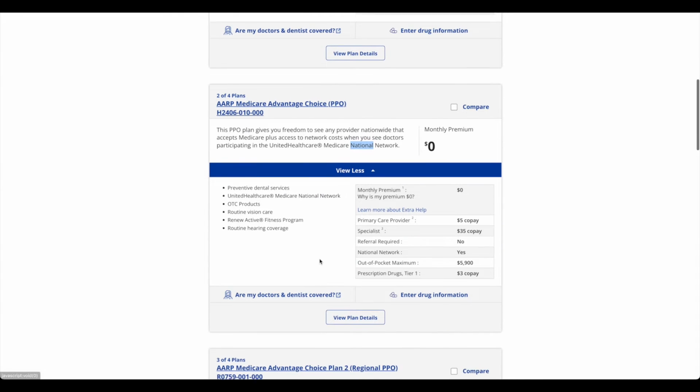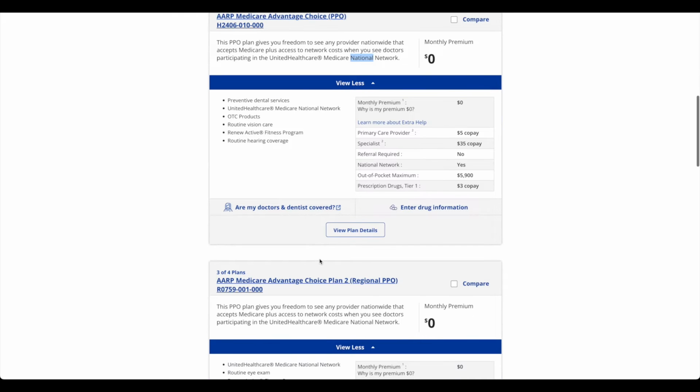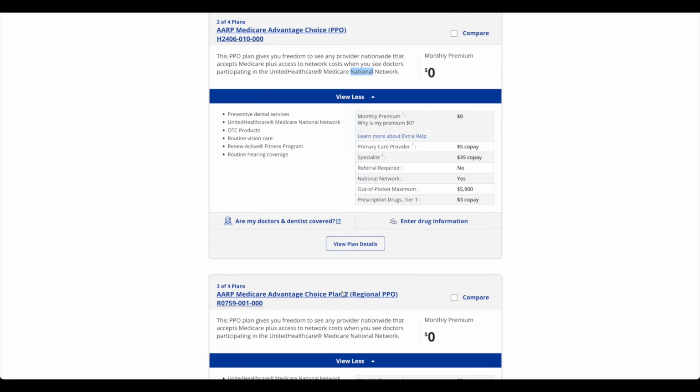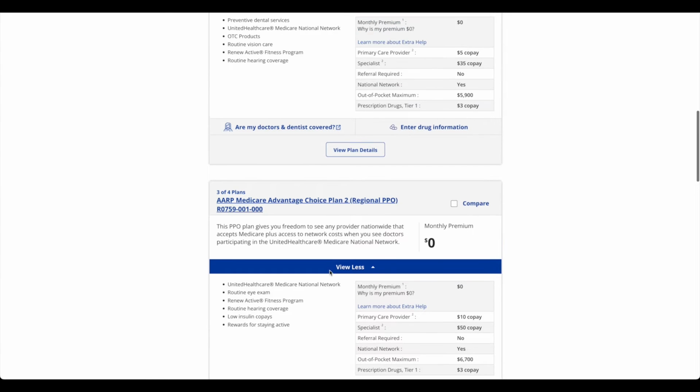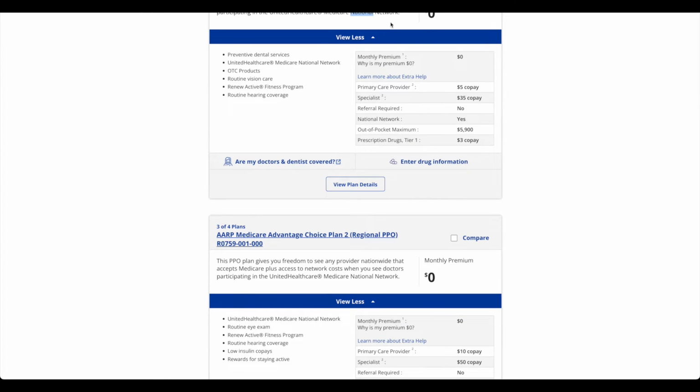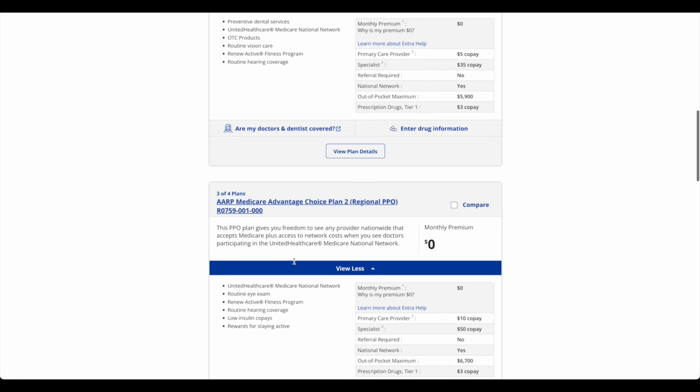So we'll move on now to the next plan, which is another PPO, and this is the Choice Plan 2 Regional PPO. So let's see what some of the differences are here. Again, I'll keep the last plan in view just so we can do an easy comparison. So let's start off here. Again, just a recap on the description.